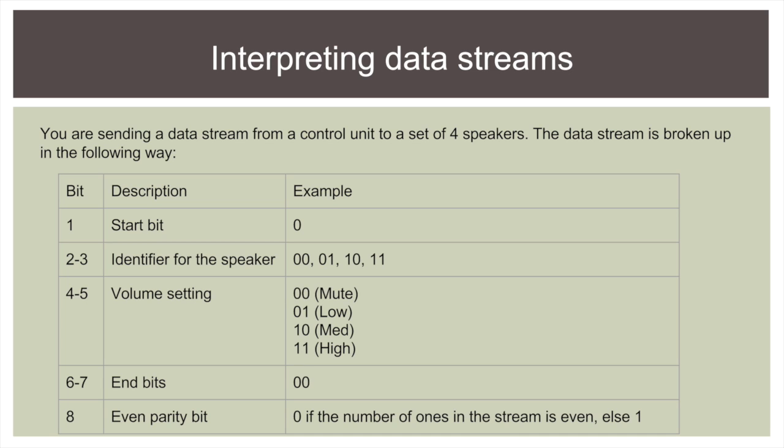So parity is a way to check if the data stream is correct. And what it does in terms of even parity, it makes the number of ones even. So if a data stream has 5 ones in it, then the even parity bit will be 1 to make it 6, which is an even number. If there was 2 ones, the even parity will be 0 to keep it 2 so that it is even.